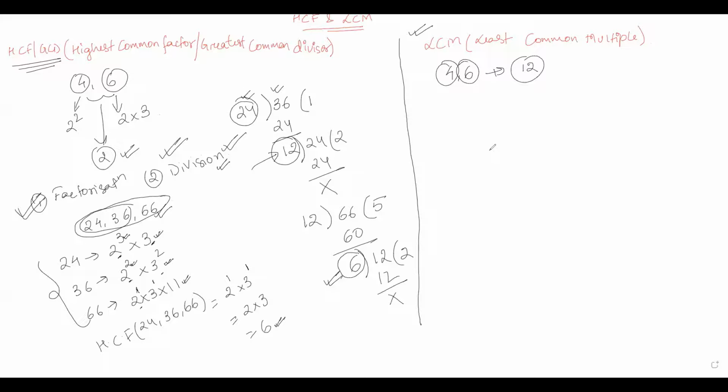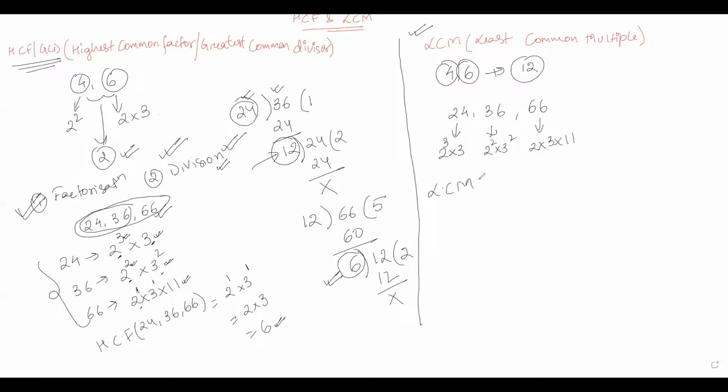Now, how can we calculate the LCM of the numbers given to us? Let us take the same example, that is 24, 36 and 66. Let us again try to see the factors. 24 is nothing but 2 cube times 3. 36 is 2 square into 3 square. 66 is 2 times 3 times 11. In the HCF, we took the lowest power of each number. But in the case of LCM, we need to take the highest power of each of the prime factors here.